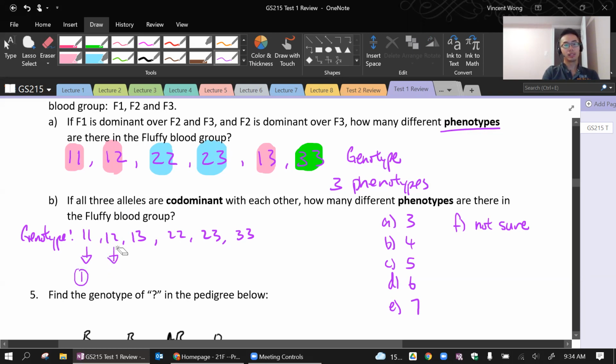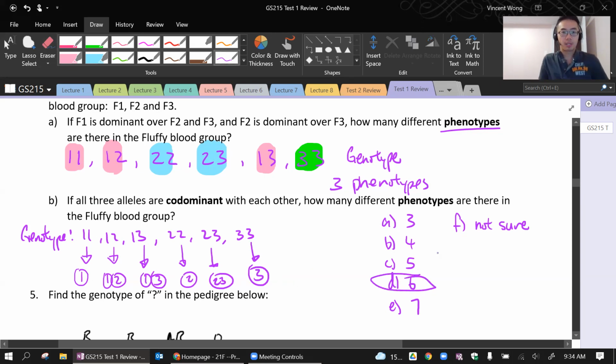1,2: now that they are codominant, both will be expressed. It's like having IA and IB. Your blood type will be AB, because one doesn't cover the other. So this one would be 1,2. This one would be 1,3 for the same reason. This would be 2,2, this would be 2,3, and this would be 3,3. So 1, 2, 3, 4, 5, 6. There will be 6 different phenotypes.